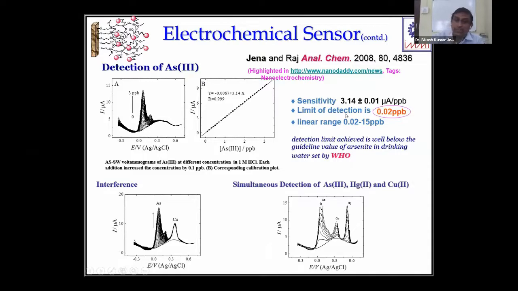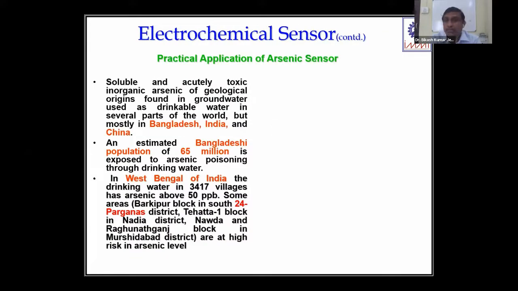We also checked mercury, which oxidizes at a different potential, so we could sense the mercury, and copper doesn't interfere at this potential. Then after successfully sensing arsenic in the lab, we tried to collect some real samples. If an area is affected with arsenic, how much concentration is there, because the real environment will be different from what we work with in the lab.